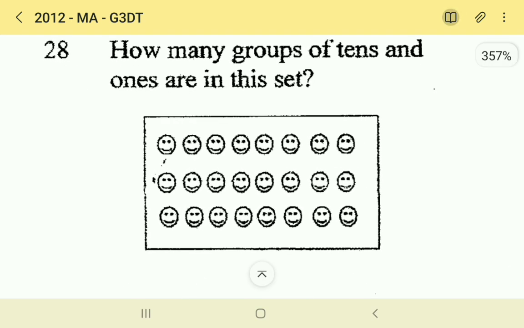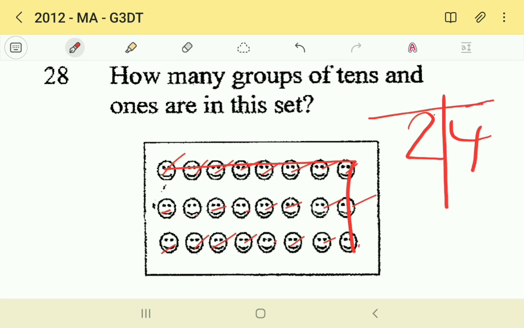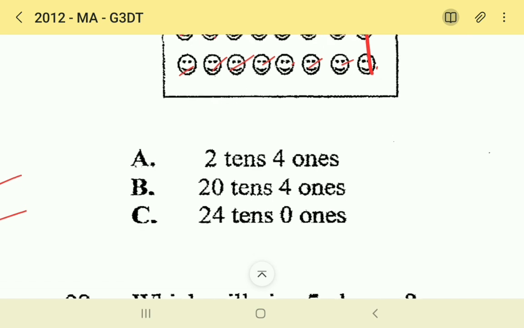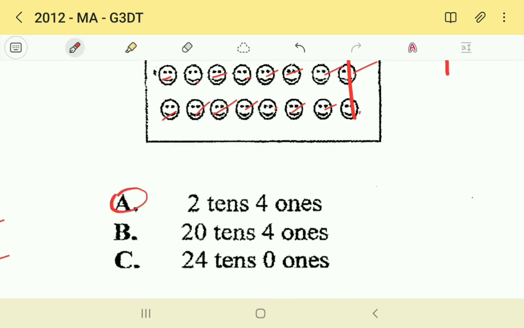How many groups of 10s and 1s? So let's count them out. 1, 2, 3, up to 24. So it's 8 by 3, 3 eights, 24, which means that we have, put the table over, 10s and 1s, 2 tens and 4 ones. And that's A. 2 tens, 4 ones.